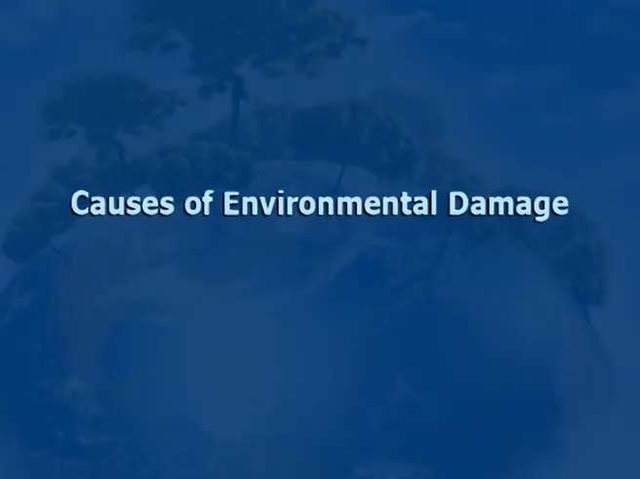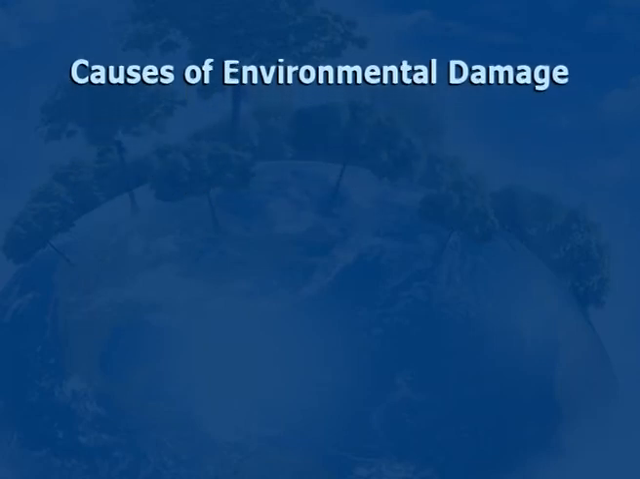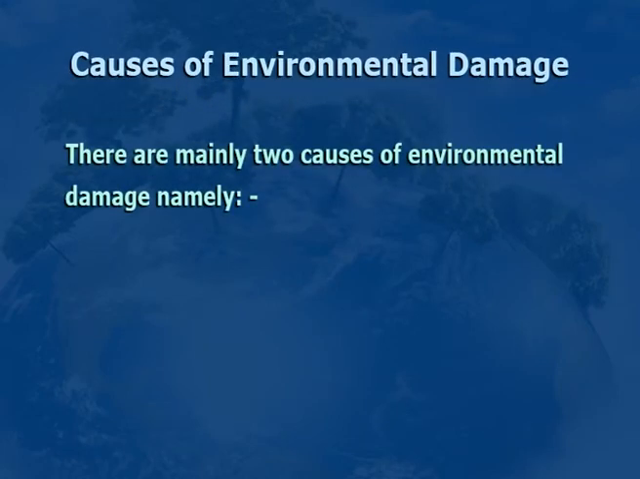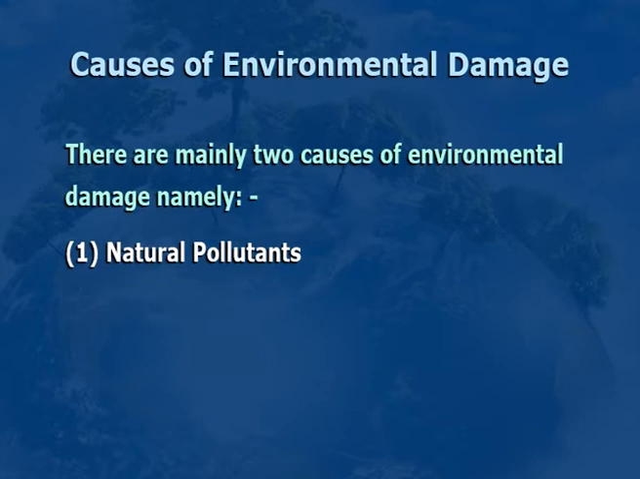Pollution is associated with the flow of residuals and is defined as the presence of matter or energy whose nature, location or quantity has undesired effects on the environment. Now friends, let us have a look at causes of environmental damage. There are mainly two causes of environmental damage, namely number one being natural pollutants and number two being anthropogenic pollutants.